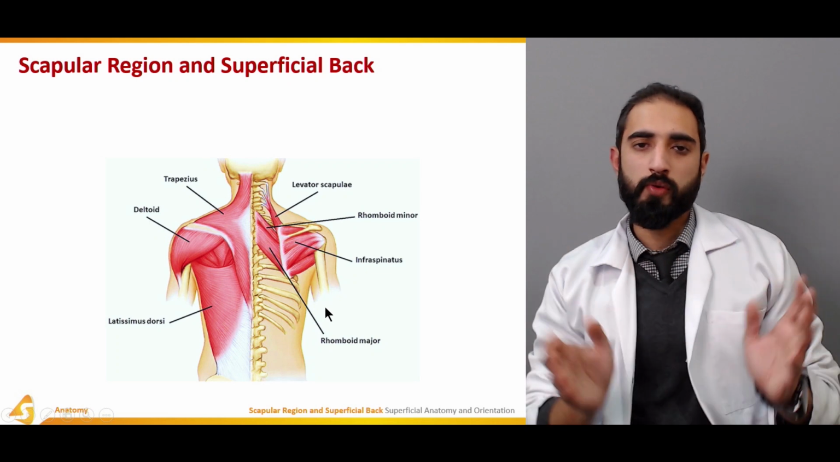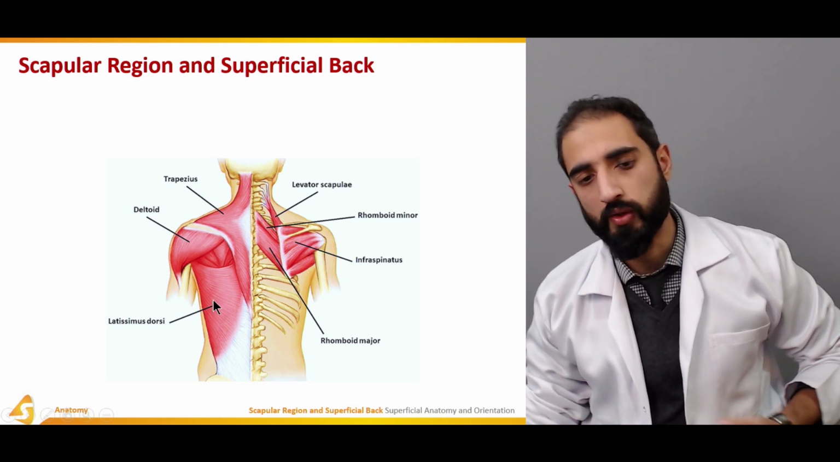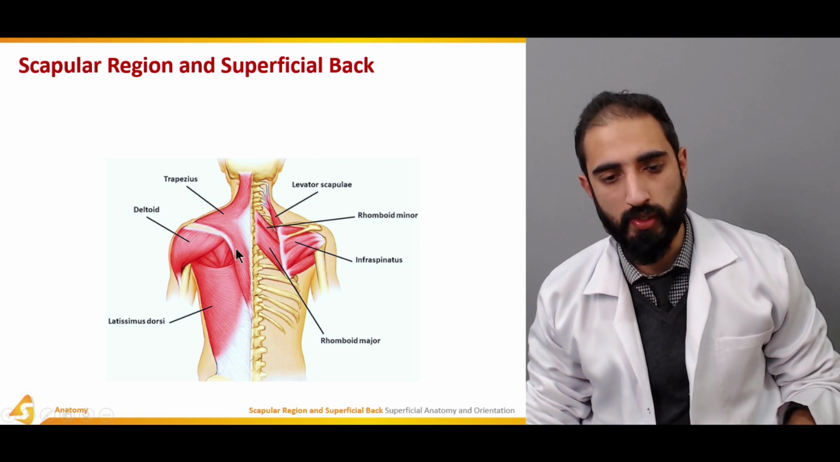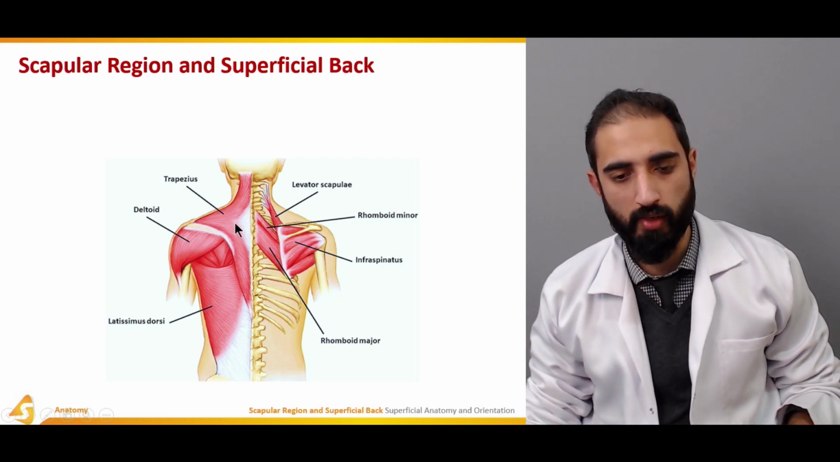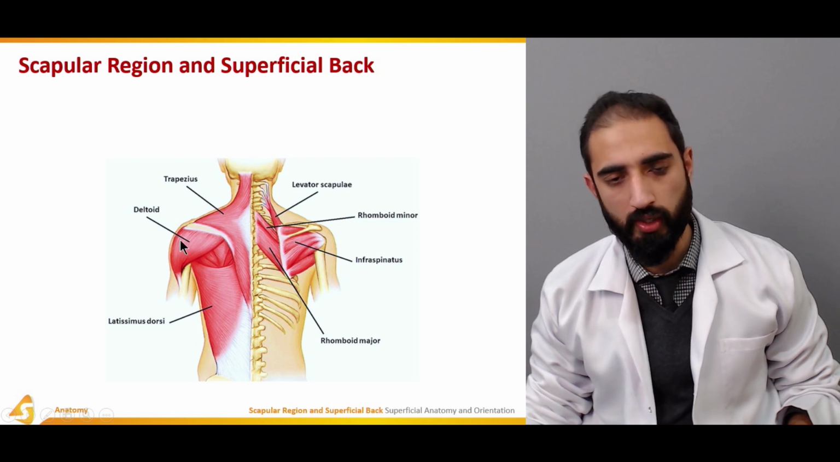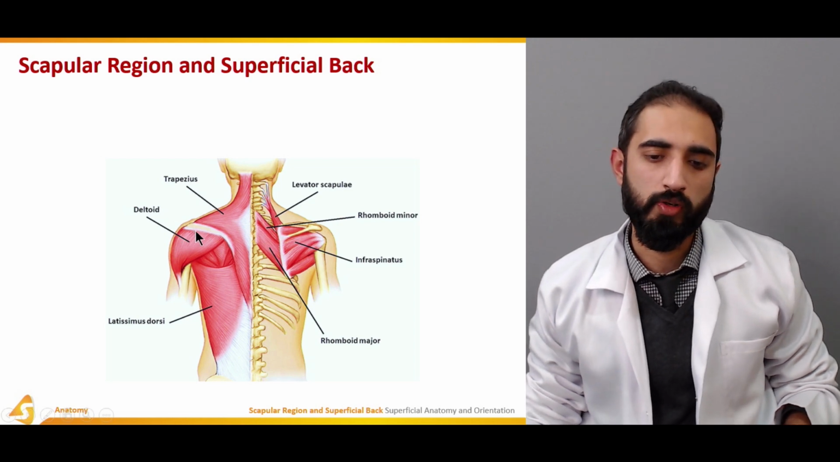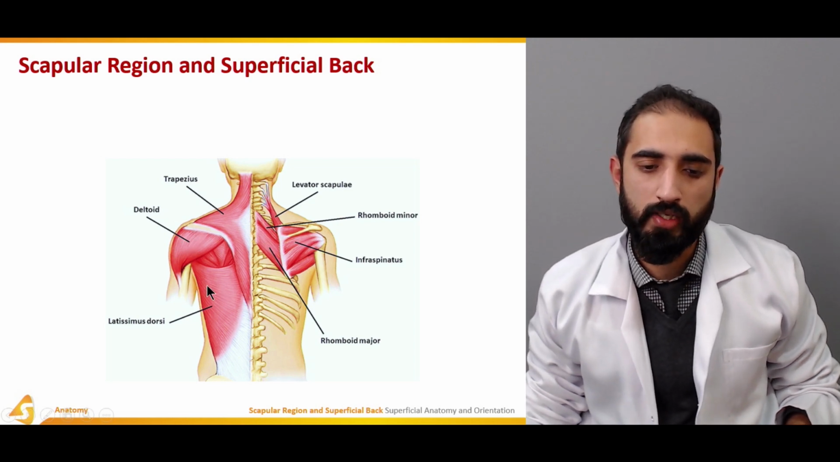So that was the superficial view, and if we take off the skin and the subcutaneous tissue, then we can look at these muscles. This is the trapezius, and these are the upper fibers, the middle fibers, and the lower fibers. Lateral to the trapezius, we have the deltoid, which is an important muscle of the scapula as well as the glenohumeral joint. And here we have the latissimus dorsi.